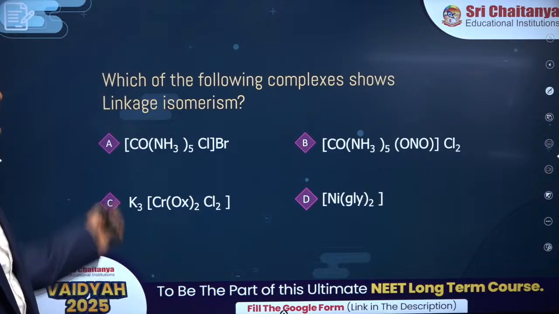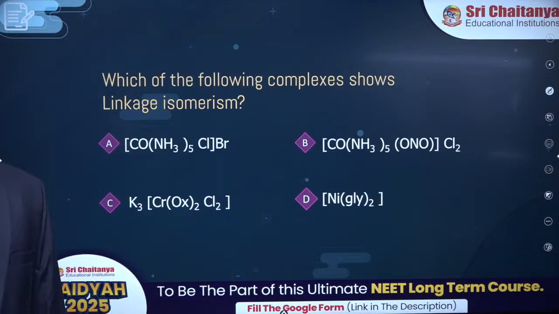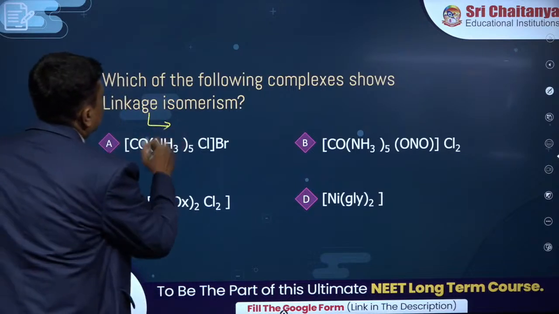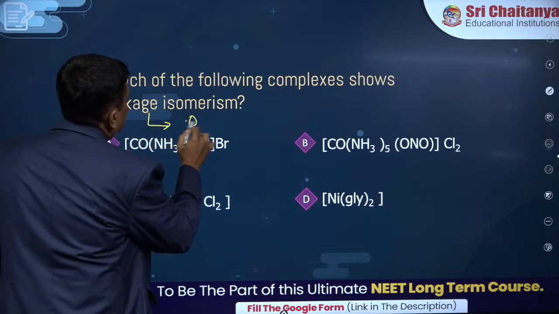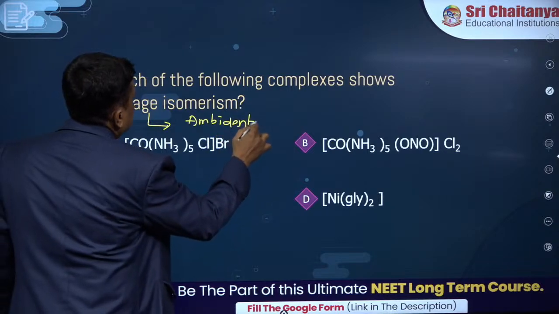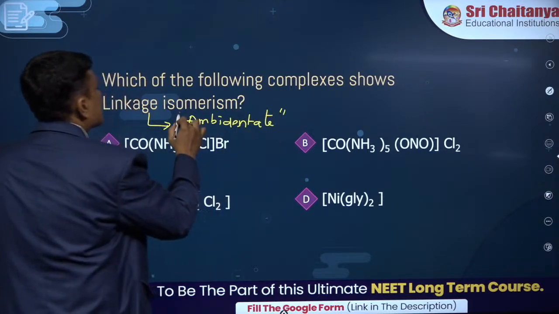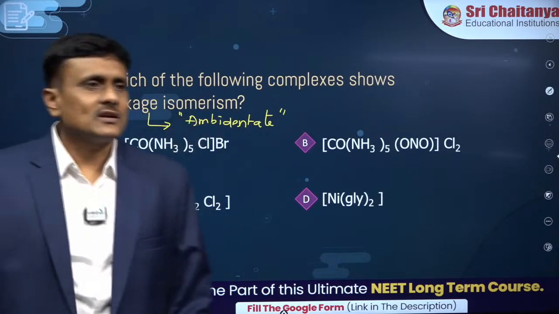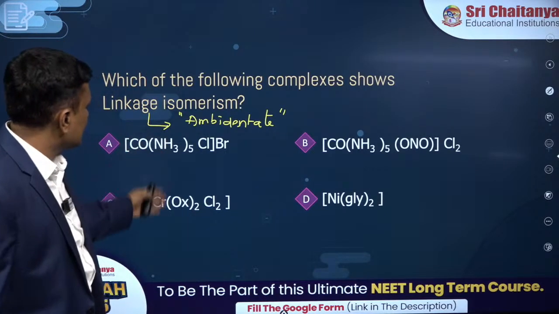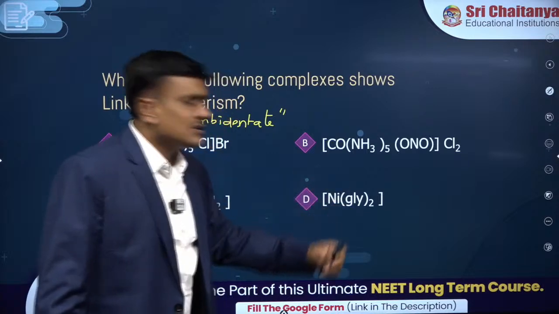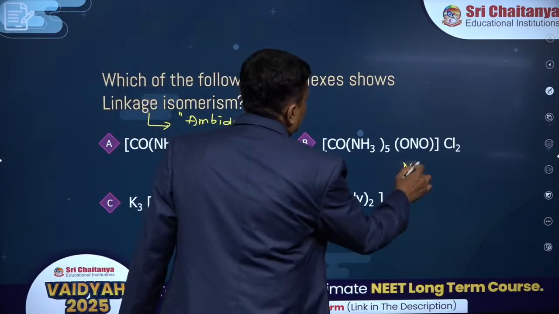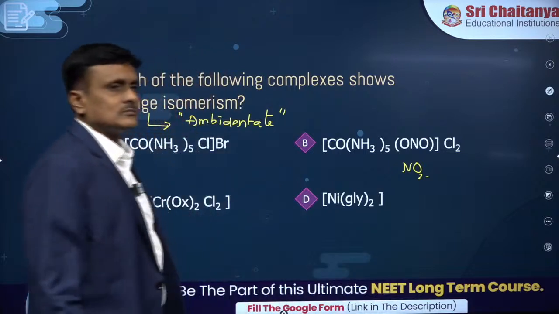Okay. Now, which of the following complexes show linkage isomerism? Linkage isomerism can be seen in the complexes which have ambidentate ligands. That means more than one donating center could be present. You can see all these have only normal ligands except the fact that you have nitrito and nitro.